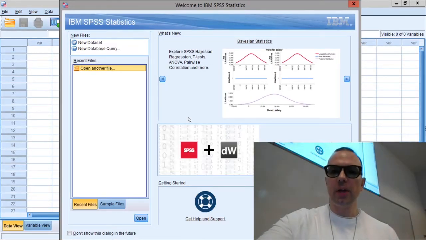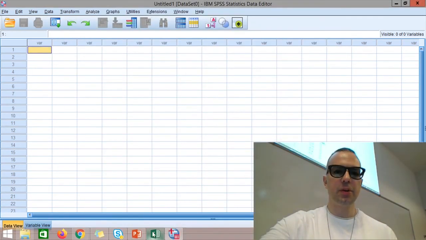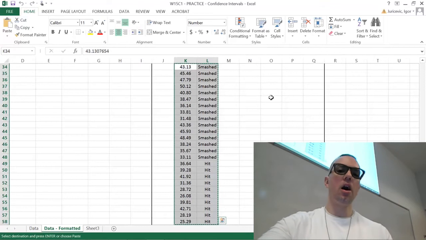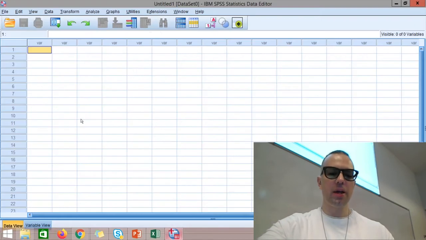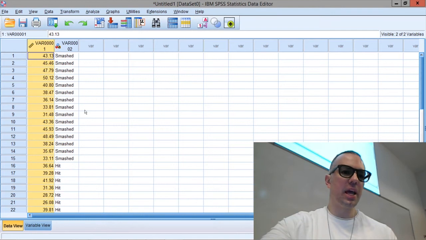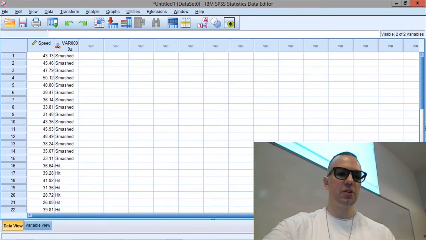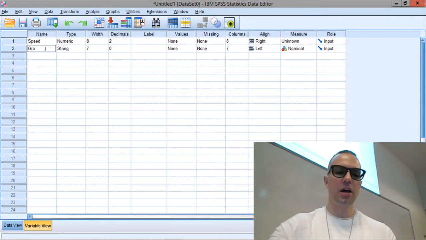All right, so once again, we have SPSS open, ready to go. So we need to put in our data. Our data is pre-formatted here just to expedite matters. So we can copy and paste all of the data, including the speed estimates and the group names. So we go in, we paste those into SPSS. Once again, let's make sure that we label these correctly. So VAR00001, those are the speed estimates, so we can call those speed. And VAR00002, those are the group names, so we'll just name that group.